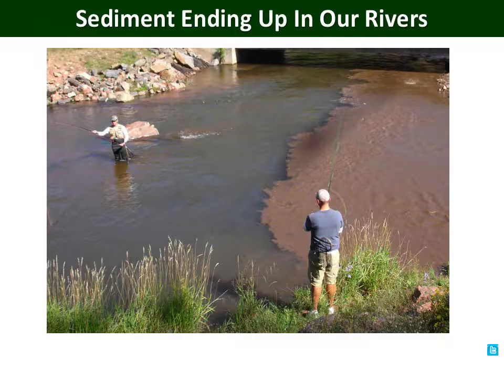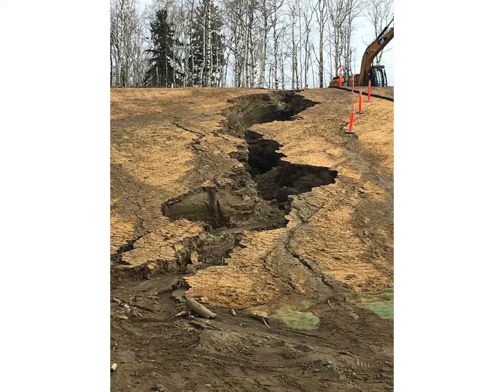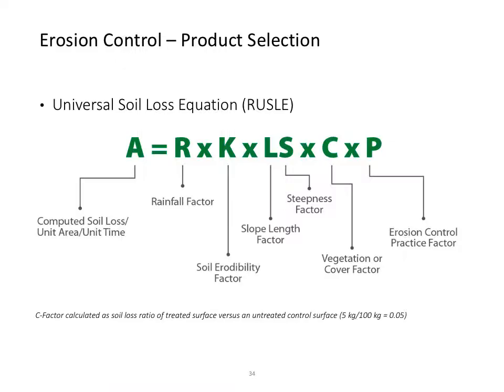This next slide is what it looks like in our rivers, and the one after that is what it looks like on our job sites. And then the next slide, product selection. How do I know which product is best for my site?